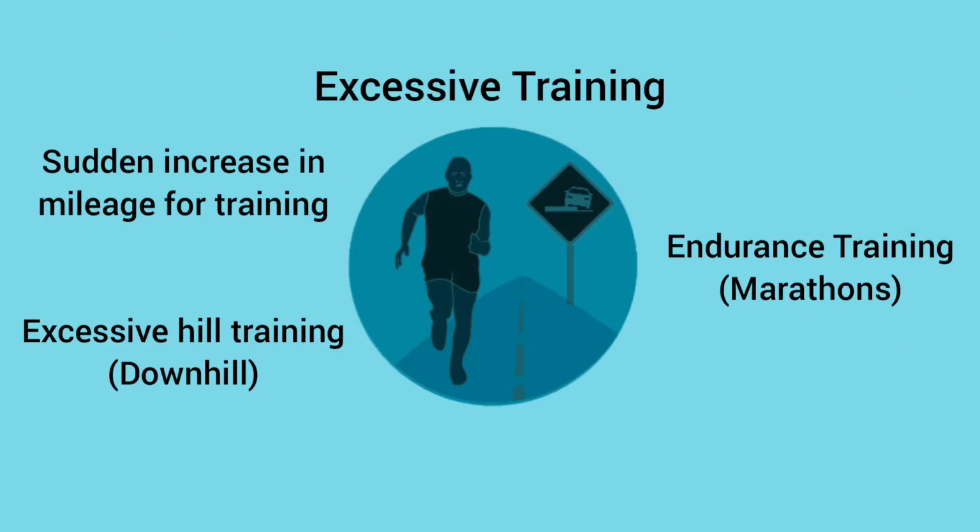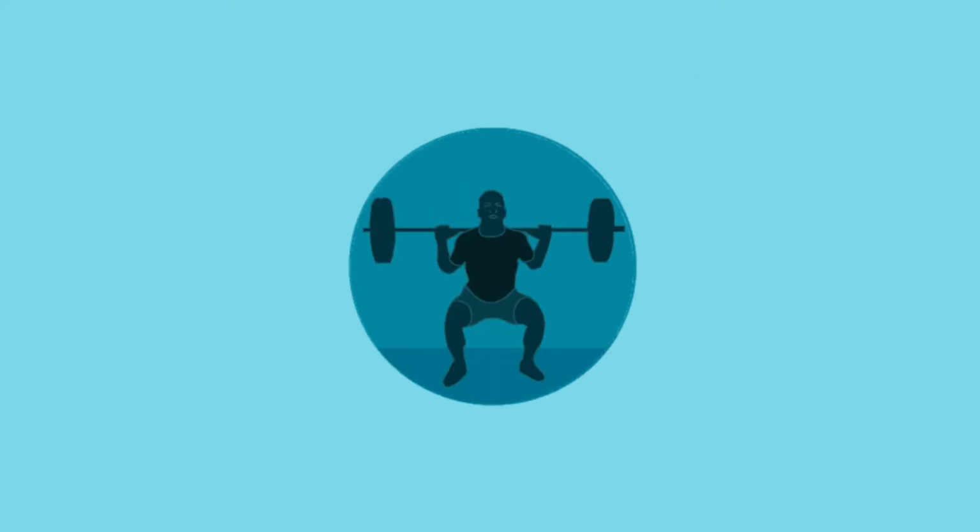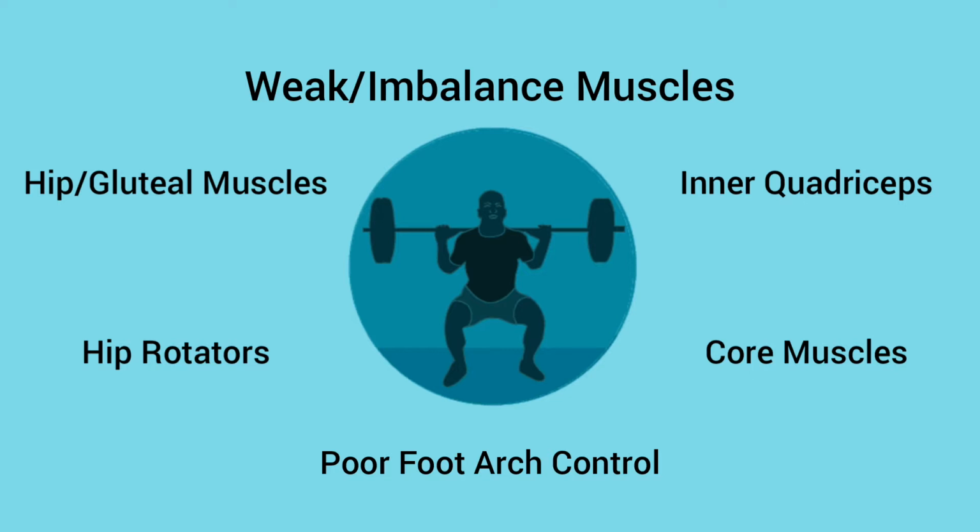Excessive training includes a sudden increase in mileage for training, excessive hill training, and endurance training. Poor running techniques are such as heavy heel strikes and inward rolling knees and hips. The last common cause of IT band syndrome is weak muscles, such as the hip or gluteal muscles, hip rotators, inner quadriceps, core muscles, and the intrinsic muscles of the feet.